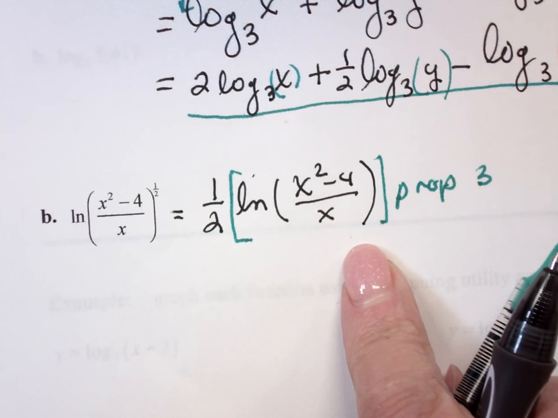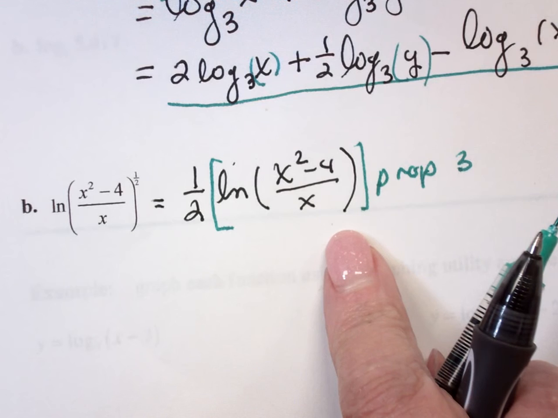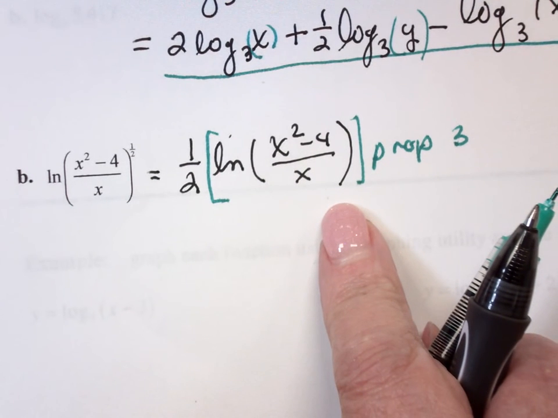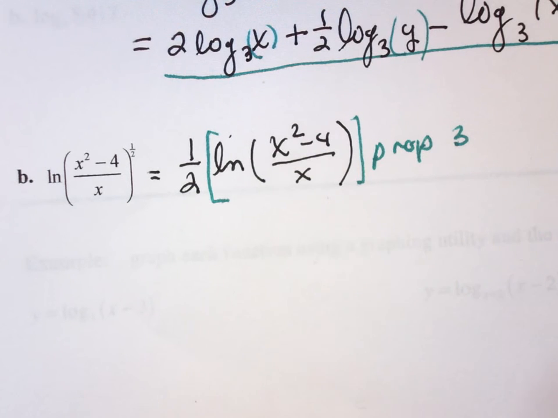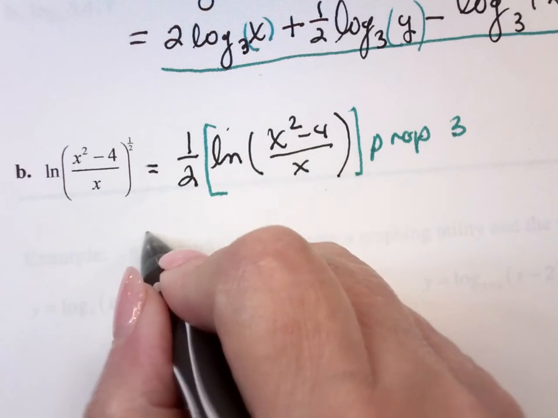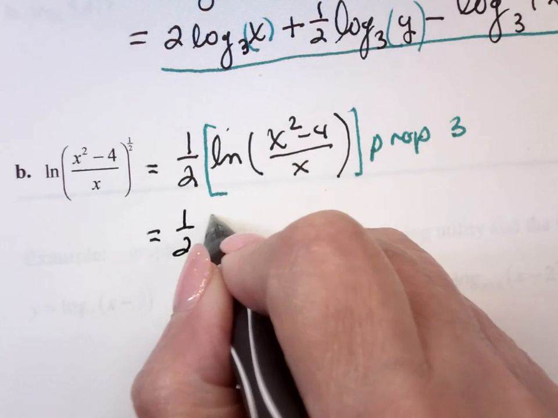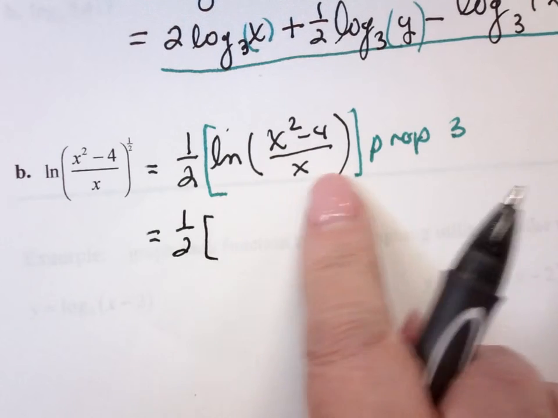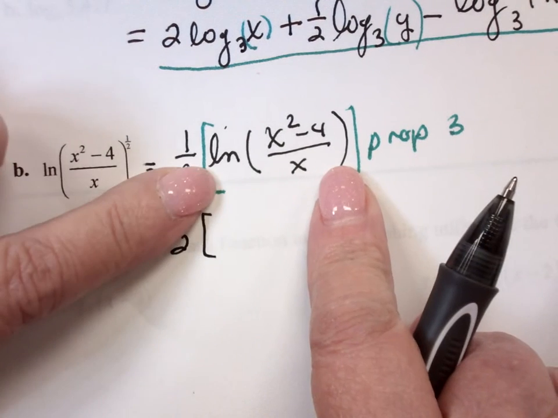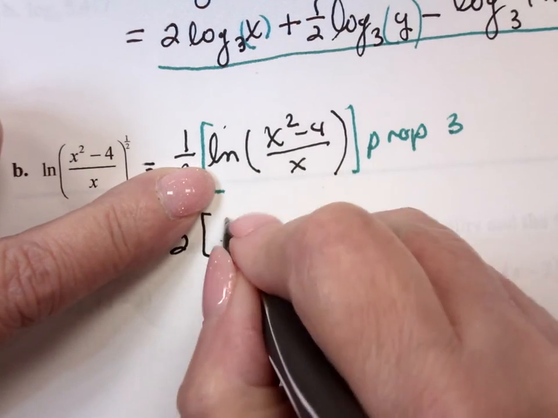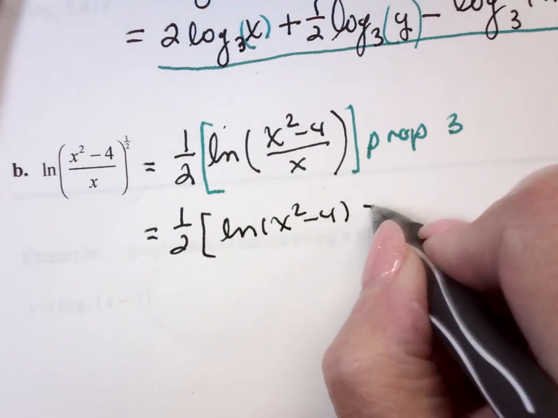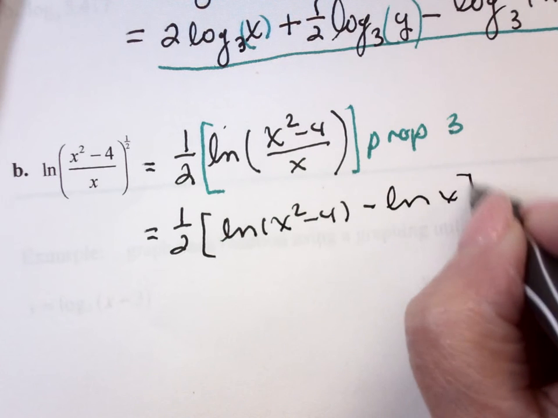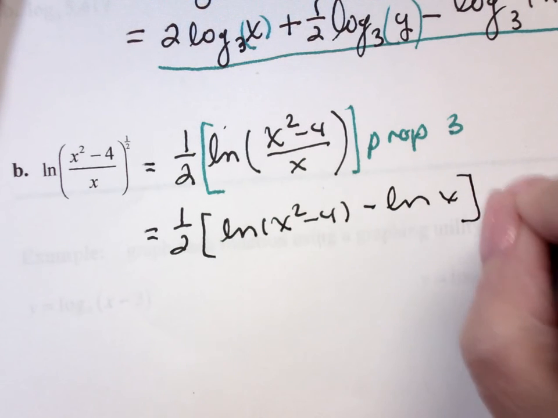Reminds me, we're working on radicals right now in intermediate algebra, and how we have to be very, very careful while we're adding and subtracting radicals, how we're breaking them up and then trying to hold them together. This is 1/2 times whatever comes out of here, which, this is a division, so it's the natural log of x squared minus 4 minus the natural log of x. That's property 2.